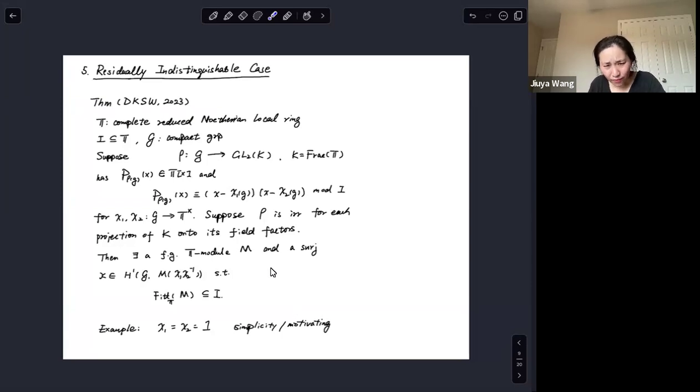As introduced in previous lectures, the Fitting ideal of a module measures how large the module is. The general version of this theorem will discuss rho together with local conditions and T possibly being reduced or non-reduced. But the main idea of the proof does not add too much for this part.